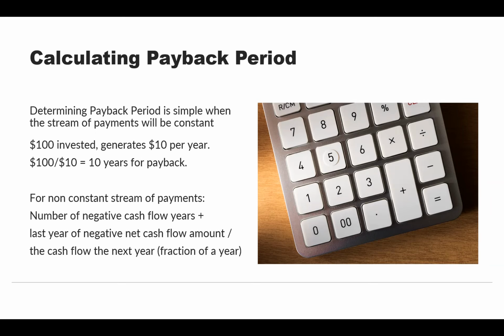You would look at the number of negative cash flow years, so the number of years that your cumulative cash flow is negative. So if you invest $100 and you get $10 back, the first year you're now at negative 90, the next year negative 80, next year negative 70, the next year negative 60. So you find the last year that you're at negative cash flow, which in this case would be that 10th year. Then you take the cash flow the next year, which in the example we had would also be $10, and you would divide those two, and that would give you the fraction of a year.